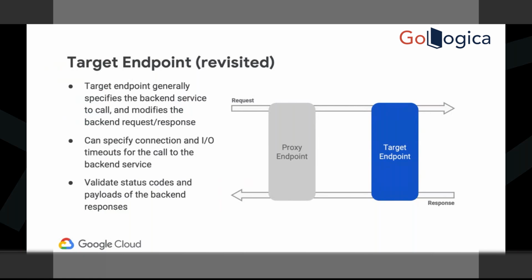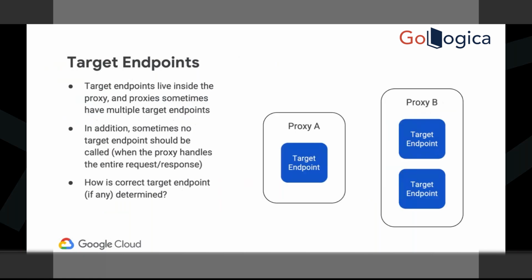Okay, so usually within the proxy we have the target endpoint section. Within the proxy, the proxy endpoint part is actually mandatory. But the target endpoint can be 0, it can be 1, it can be more than 1. Based on certain conditions and requirements, the target endpoint section is not mandatory, because in some cases you might want to go to the backend, and in some cases you might not even want to. That is why the target endpoint section is not mandatory.